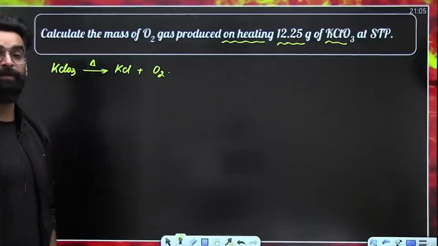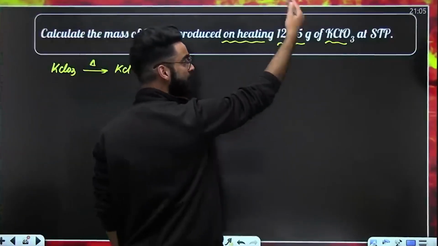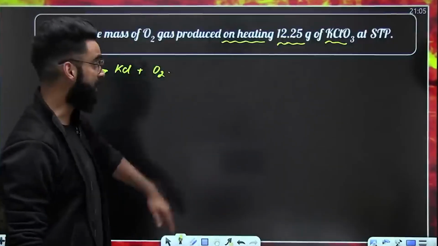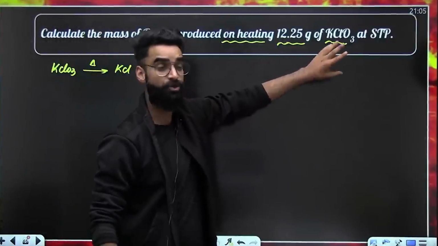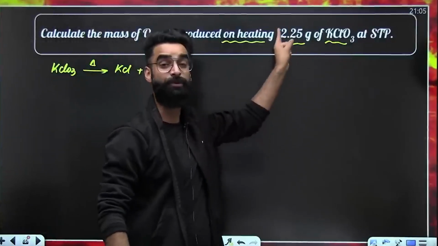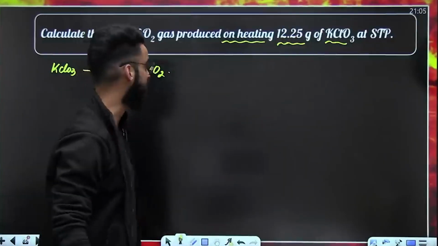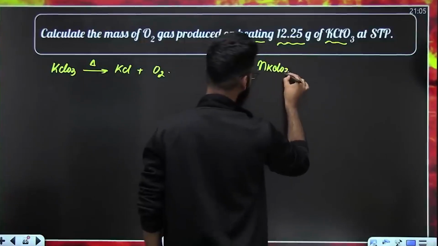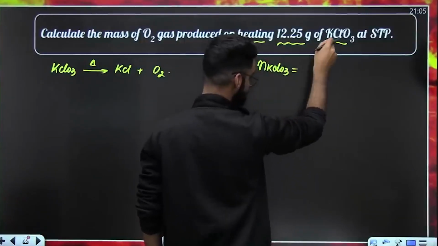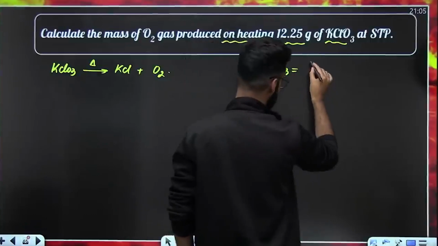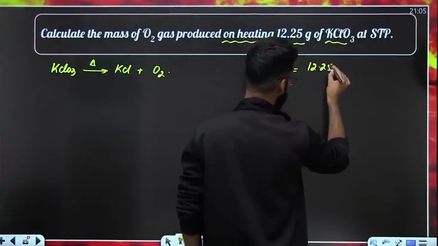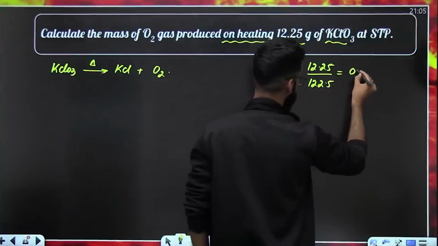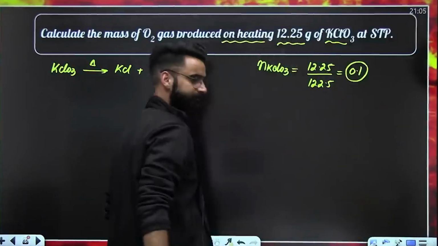What is the first step in the mole method? Convert the given quantity into number of moles. We are given the mass of KClO3, so I'll be converting the given mass of KClO3 into moles of KClO3. My first step will be to calculate the given quantity in moles. Moles of KClO3 is equal to the given mass of KClO3 in grams divided by the molar mass of KClO3.